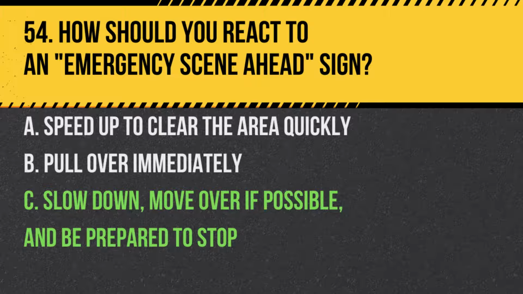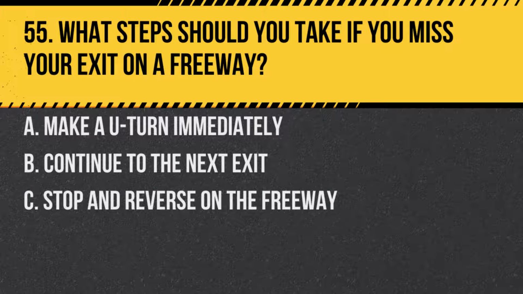When you see an emergency scene ahead sign, reduce your speed and be ready to change lanes or stop to ensure the safety of emergency responders. Question 55. What steps should you take if you miss your exit on a freeway? A. Make a U-turn immediately. B. Continue to the next exit. C. Stop and reverse on the freeway. Answer B. Continue to the next exit.